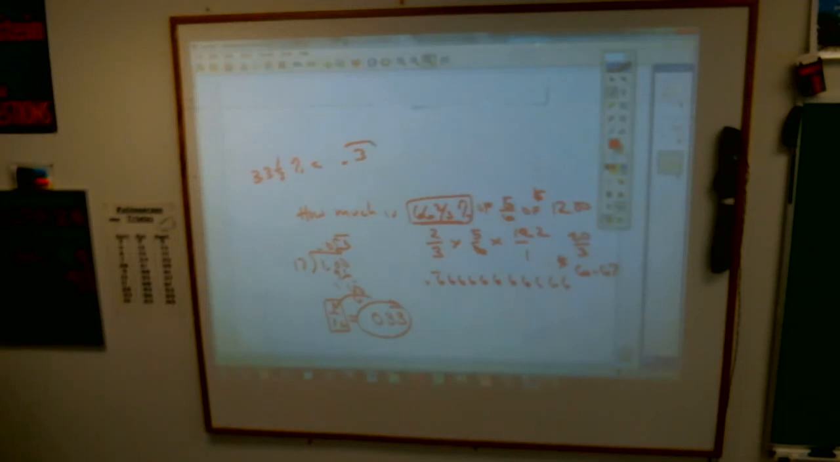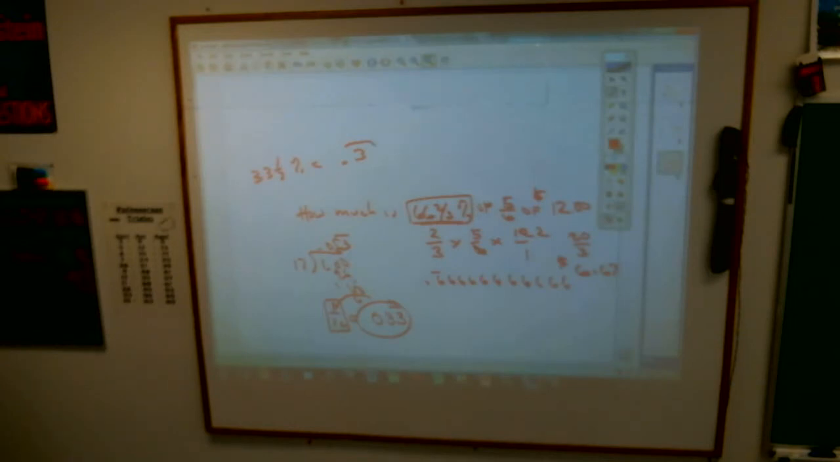What about letter C? Find 80% of $21.50. Would you change 80% to a fraction or a decimal, and why? Elijah? Decimal, because it's $21.50. Okay, that's probably a good reason. You could do it as a fraction, but in that case I would do it as 0.8 times that, because they'll both be in decimal form.